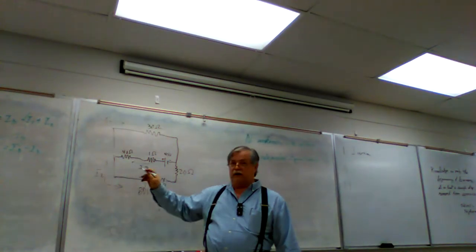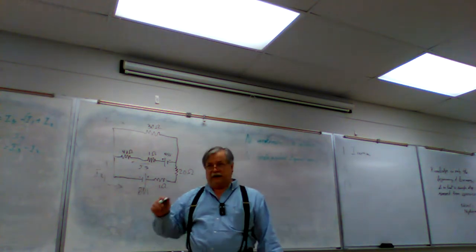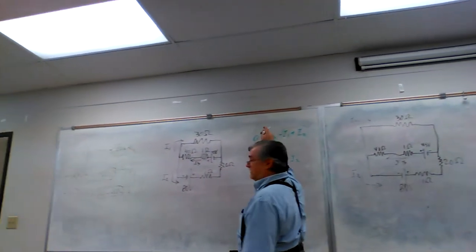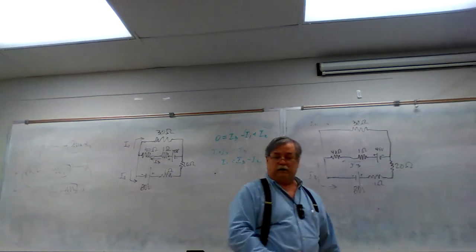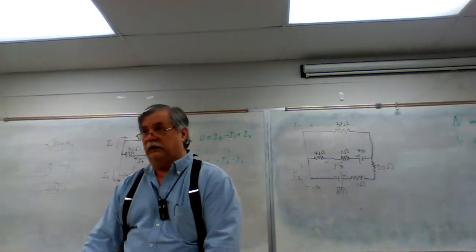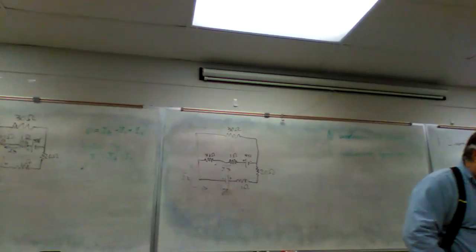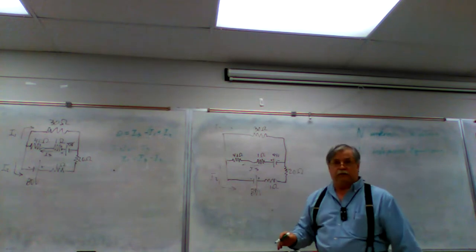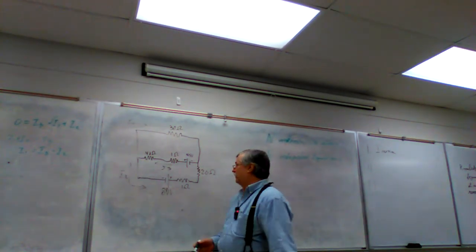Now, since we have 3 unknown variables, we need 2 more independent equations that cannot be derived from one of these. And that is where Kirchhoff's voltage law is going to come in. We can use any closed loop to write a statement of Kirchhoff's voltage law.